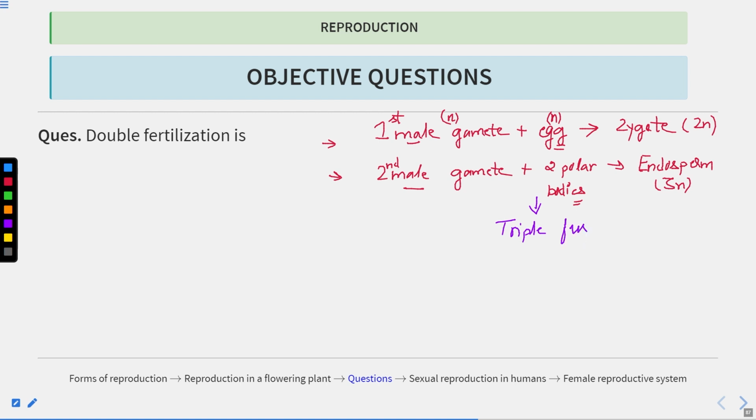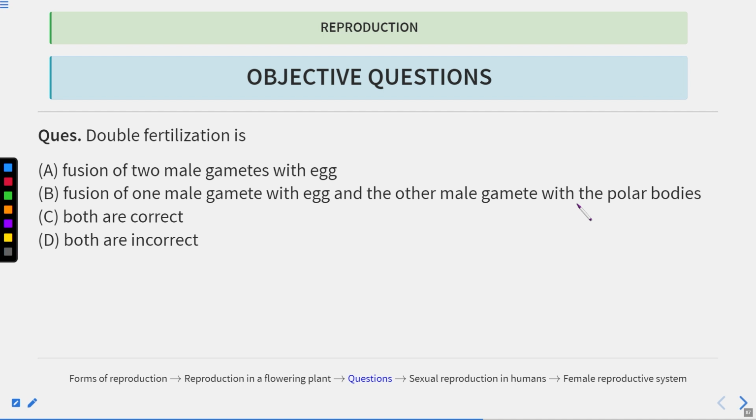Why is it known as triple fusion? Because three cells are involved: one male gamete and two polar bodies. So let's have a look at the options. Fusion of two male gametes with the egg cell. Fusion of one male gamete with the egg and the other male gamete with the polar bodies. So this should be the answer.